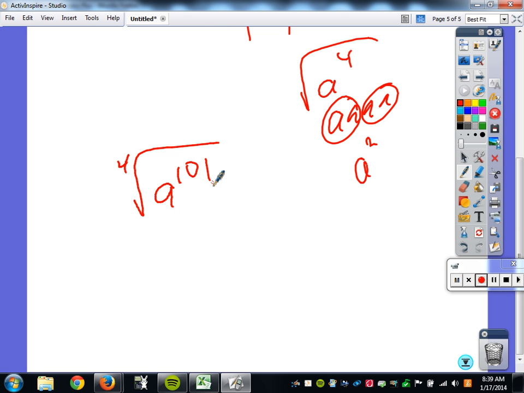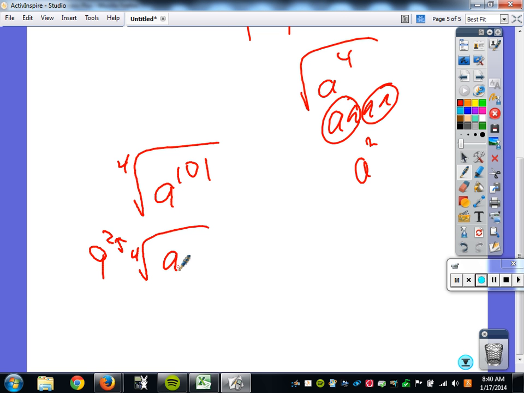How many of you want to write out 101 a's and group them by 4s? No? Can anybody tell me how many groups of 4 are in 101? How did you do that? You just went 101 divided by 4, right? And there's 25 in there with 1 left over. So therefore, there are 25 groups of a that get to come out, right? But how many get to stay under? 1 gets to stay under.